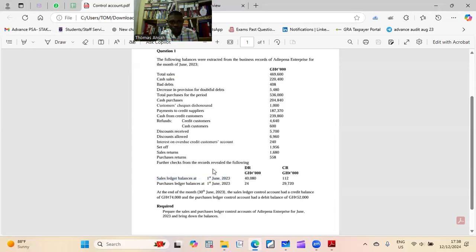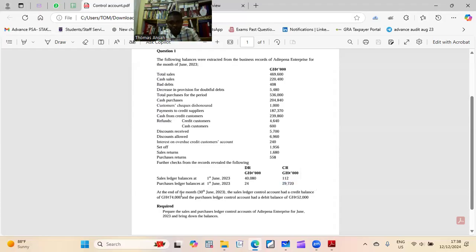Further checks review that. So you have the sales ledger, 1st June. We are preparing this for June, so these are the opening balances. This one, for example, is supposed to be at the debit side of your sales ledger, balance brought down. This is what you start everything with on 1st June. And this one will go to the credit side of the sales ledger. And here too, where will this one go? Obviously the debit side of the purchases ledger, and this one will go to the credit side.